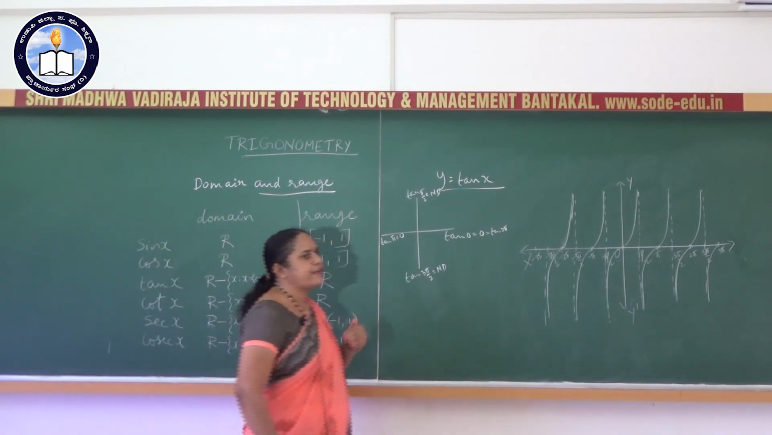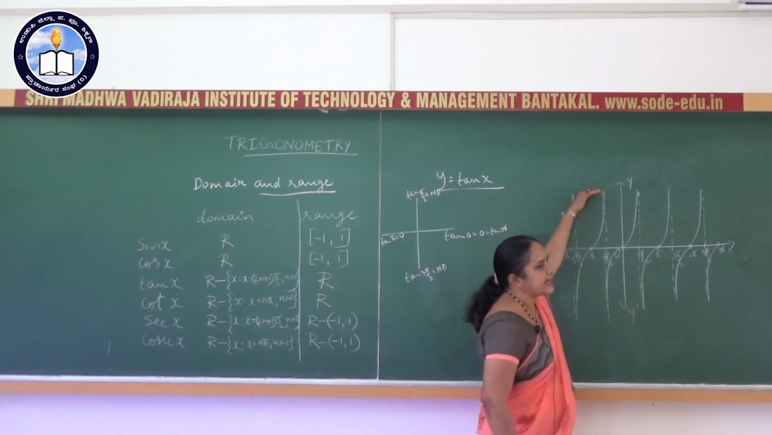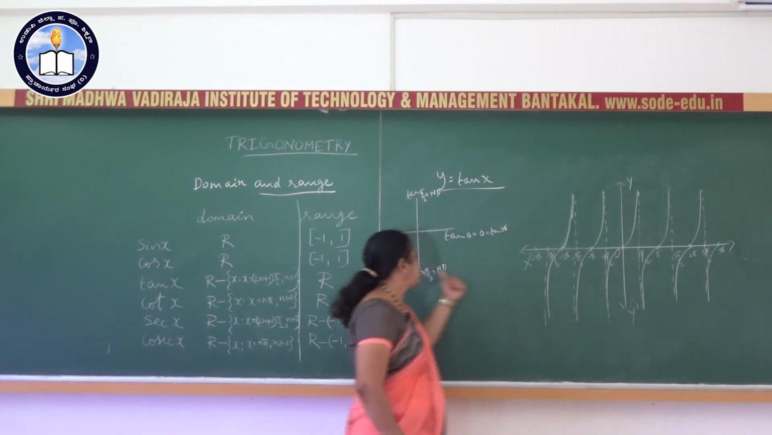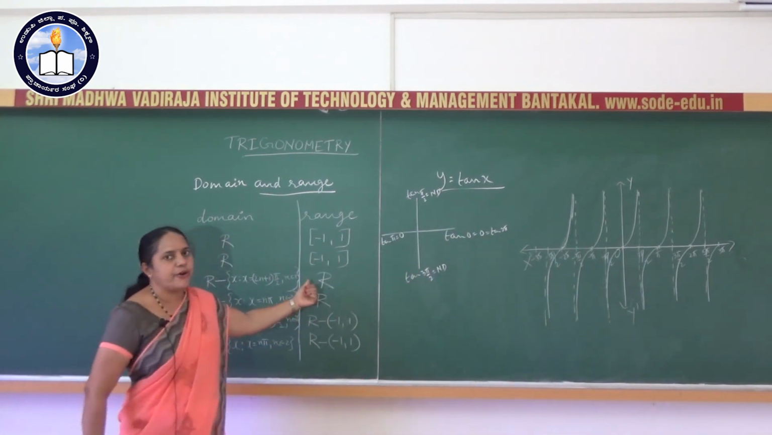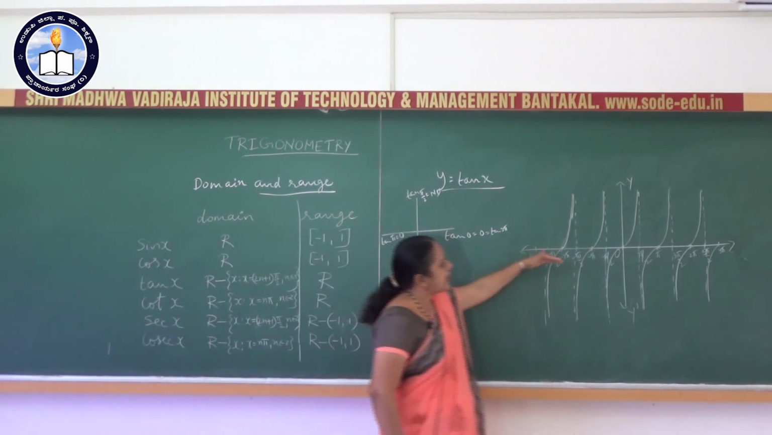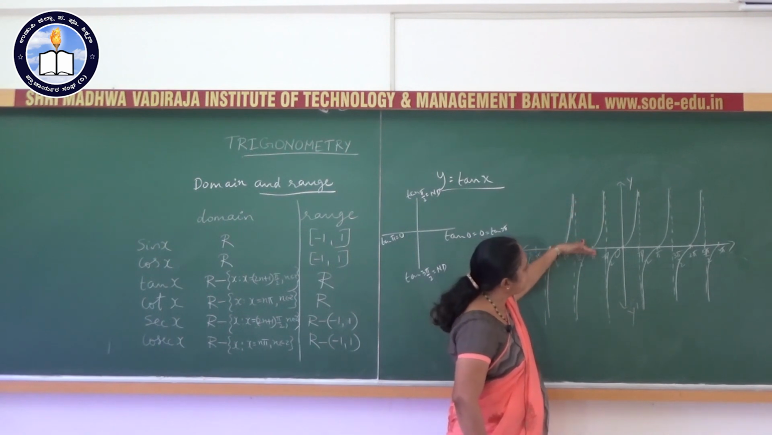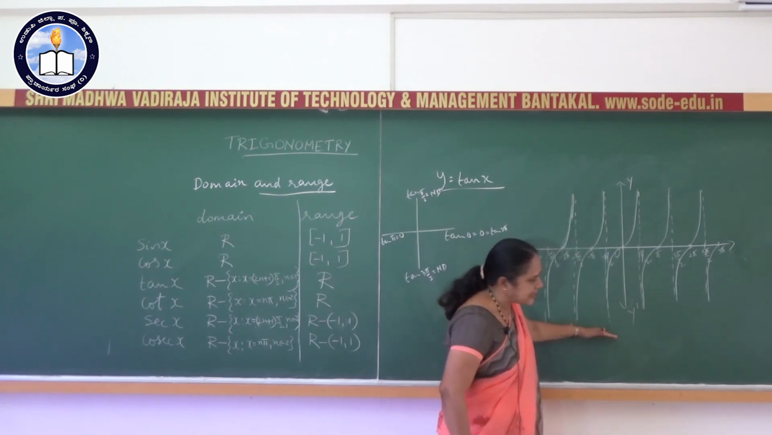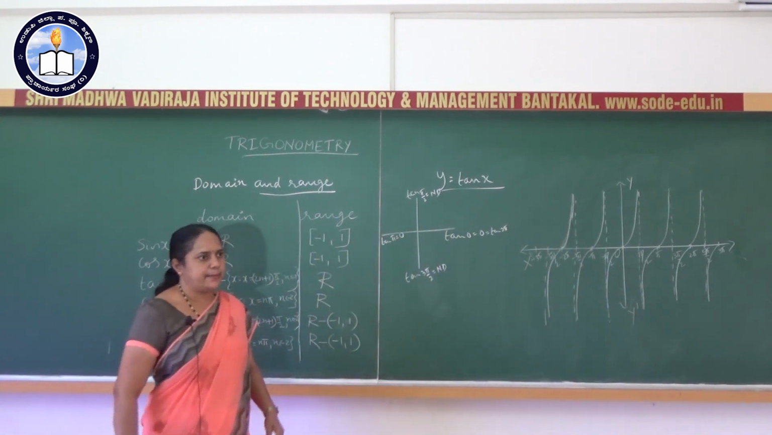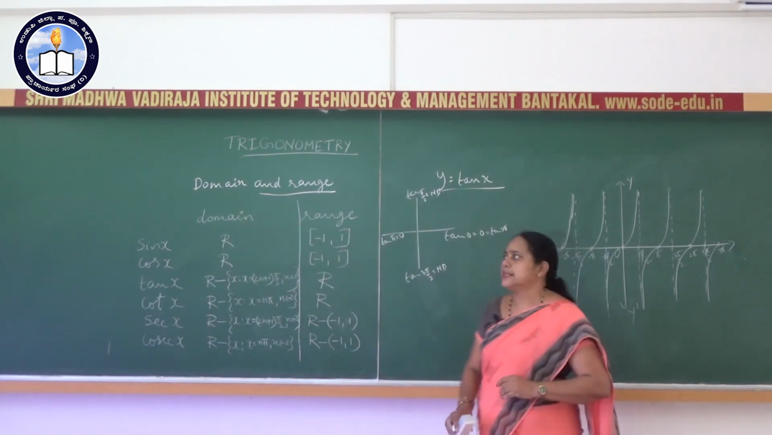And what is the range of tan x? It is the set of all real numbers. The highest value of tan x is plus infinity, and the least value of tan x is minus infinity. So it is nothing but the set of all real numbers. From the graph, it is clear tan x takes the value plus infinity as well as minus infinity, so the range is the set of all real numbers. Okay, that is the graph of y is equal to tan x.